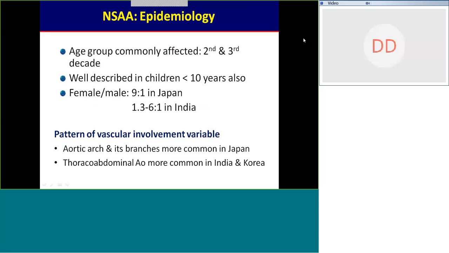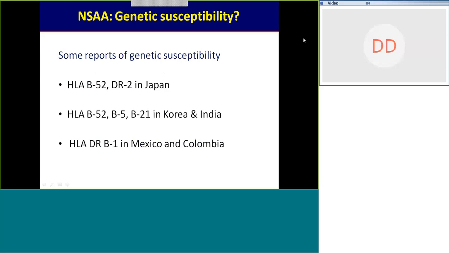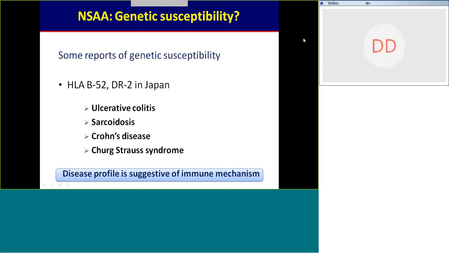Also, geographically, there has been some pattern in the vascular distribution or vascular involvement. Aortic arch and its branches are more commonly involved in Japan, whereas when we look at data in India and Korea, then it is more of a disease which involves thoracoabdominal aorta. There are some reports of genetic susceptibility, but I wouldn't really dwell on it because it hasn't been proven to be of any significance. And I think in our last series, we have only one family where 2 sisters are affected with the same disease. Otherwise, these are all sporadic, isolated cases.